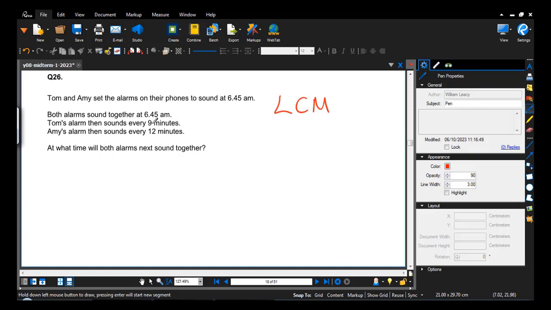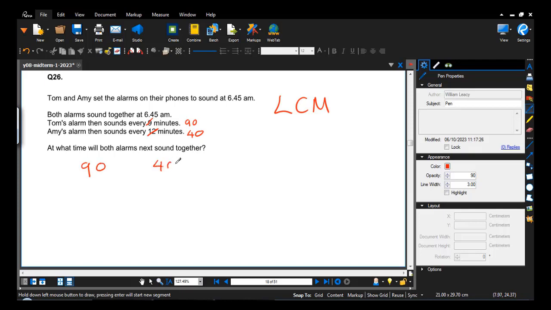Tom's alarm sounds every 9 minutes. Amy's sounds every 12 minutes. So we have 9 and we have 12. I'm going to change this to 90 and 40. Okay, right, so I'm not doing this for you.